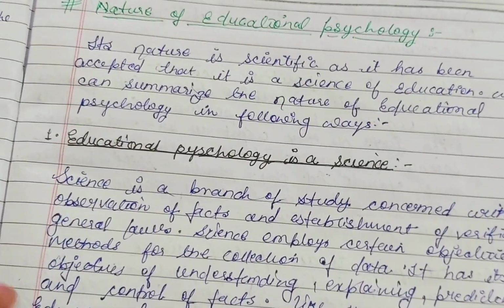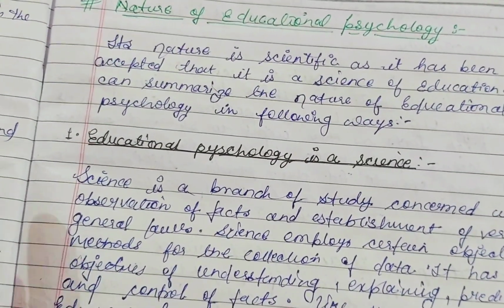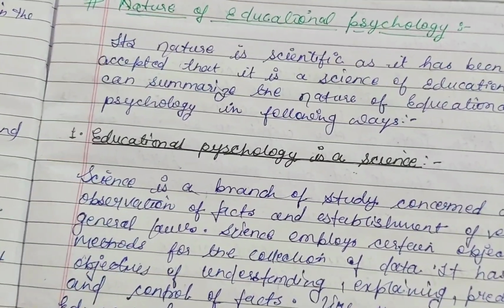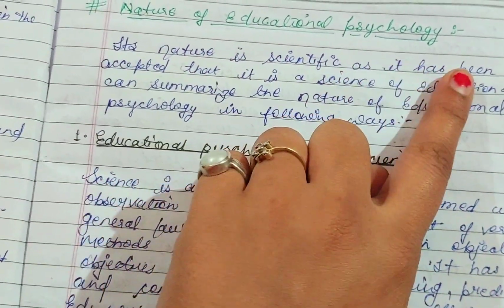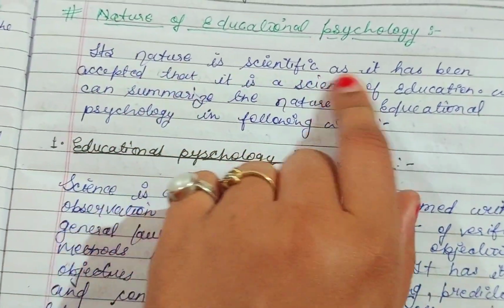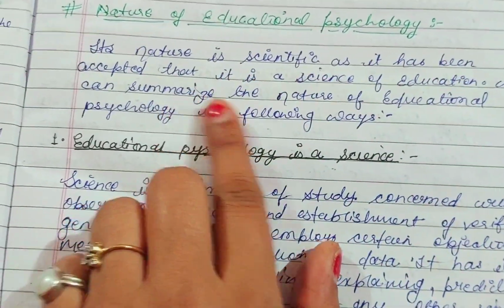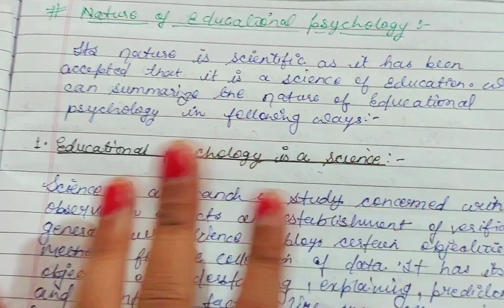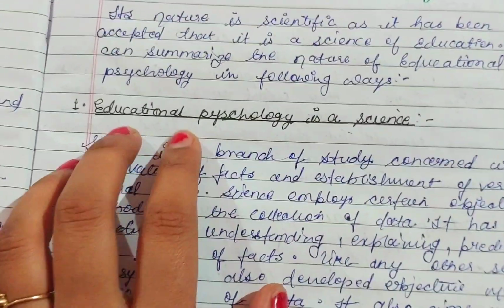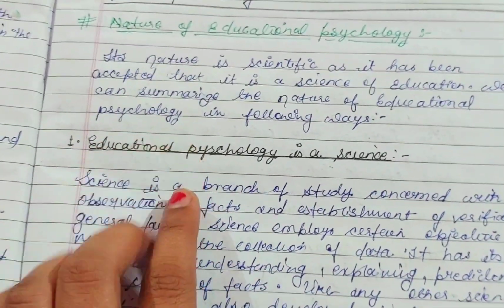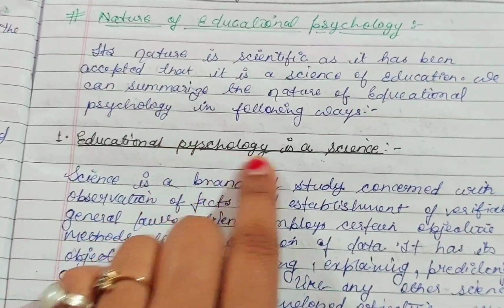The next topic we'll discuss is the nature of educational psychology. So what is the nature of educational psychology? Its nature is scientific, as it has been accepted that it is the science of education. We can summarize the nature of educational psychology in the following ways. One by one we will discuss all of them. The first one is that educational psychology is a science.